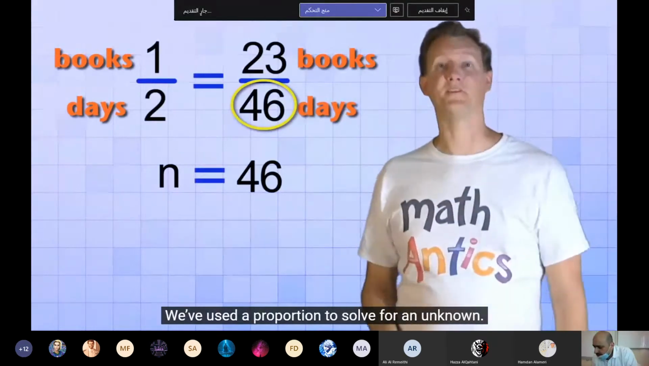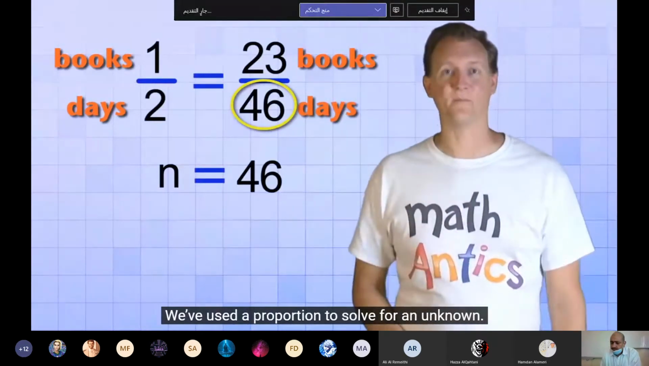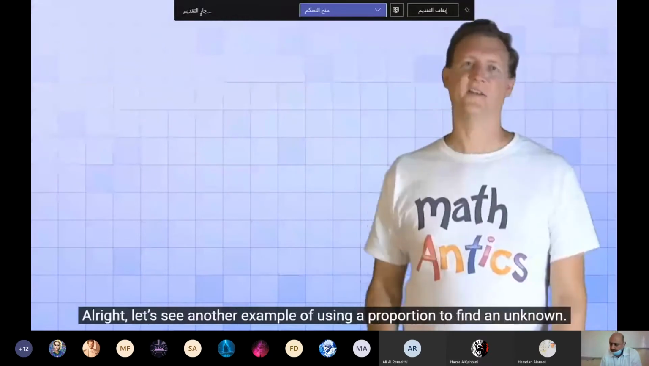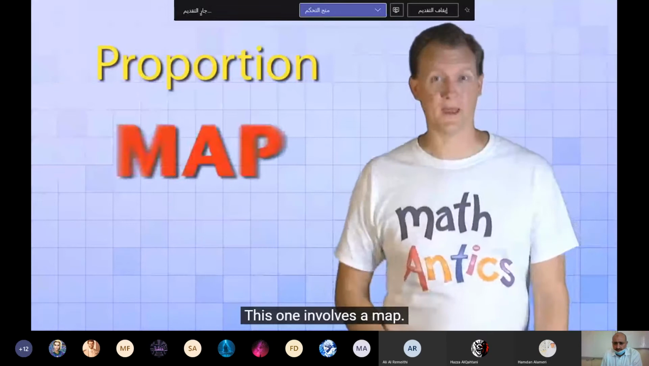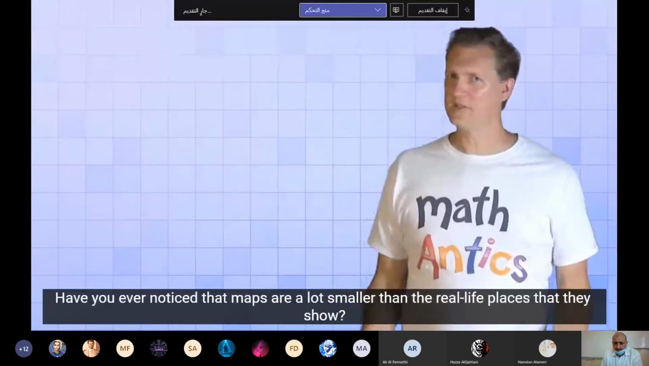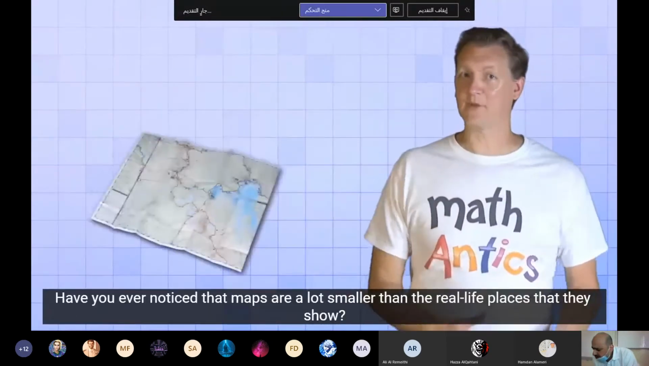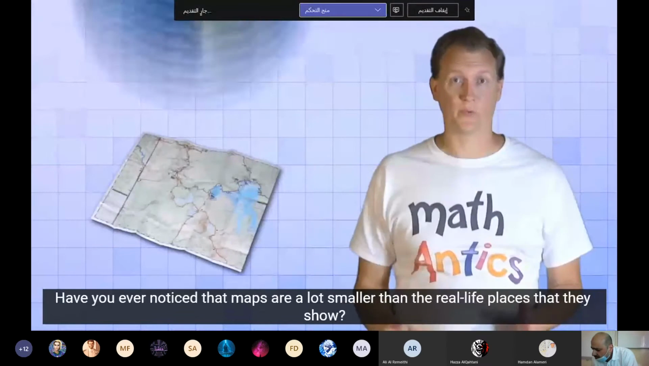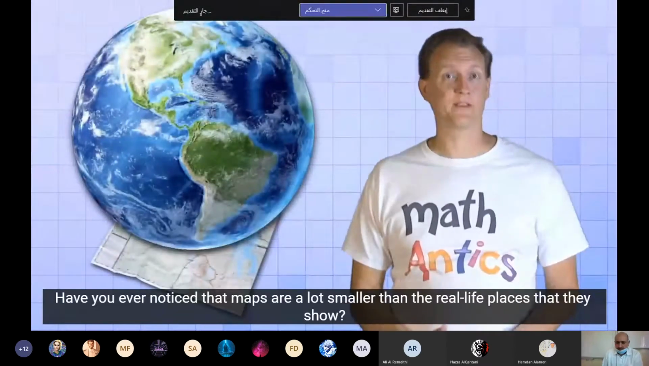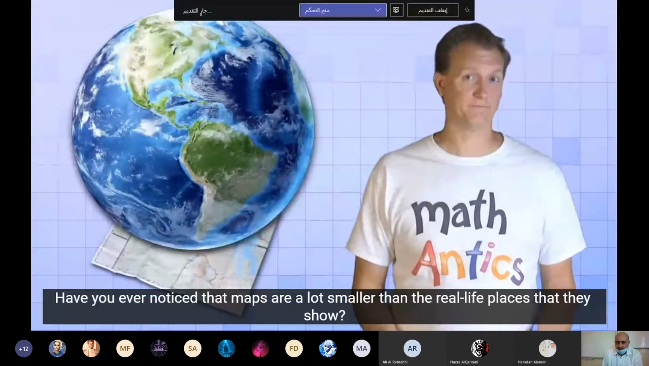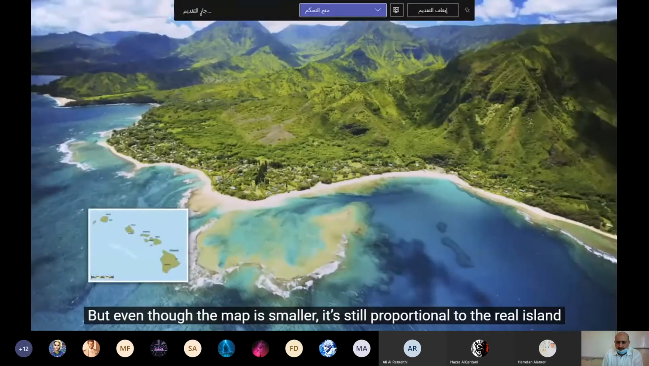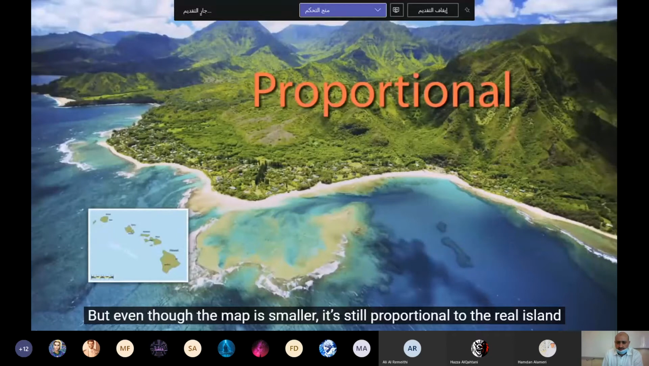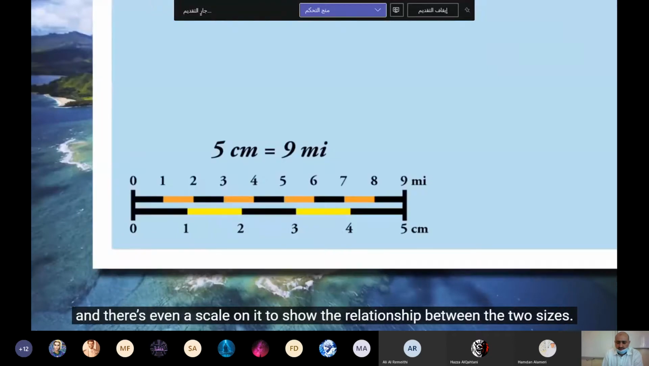Have you ever noticed that maps are a lot smaller than the real-life places that they show? A map is a good example of something called a scale drawing, which is just a drawing that's either larger or smaller than the real thing it depicts, but it's still in proportion to that thing. For example, this map of Hawaii is a lot smaller than the actual Hawaii. But even though the map is smaller, it's still proportional to the real island. And there's even a scale on it to show the relationship between the 2 sizes.